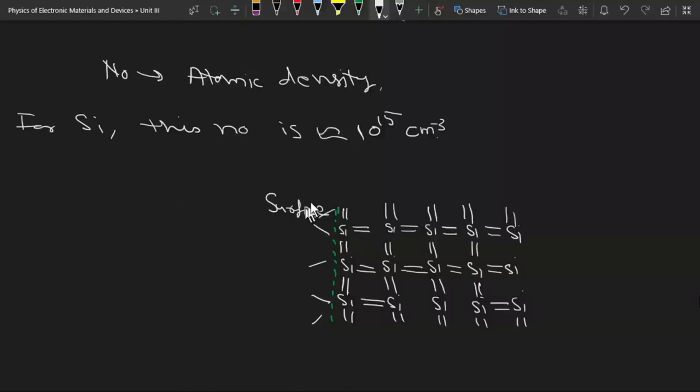A very important thing is that these surface states have energy levels within the band gap of the semiconductor. If this is the valence band and this is the minima of the conduction band, then these surface states generally take these energy levels.